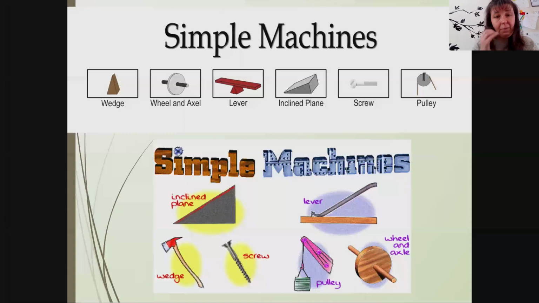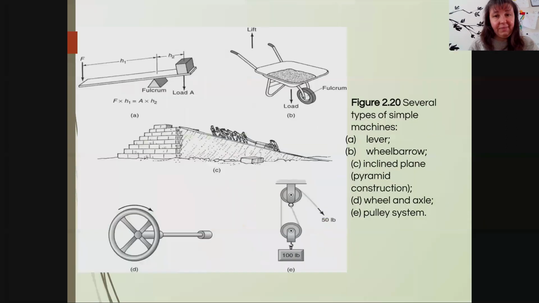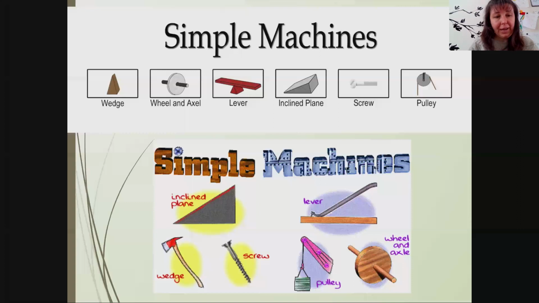And so the last thing I want to leave you with is simple machines, just keeping in mind that simple machines all use Newton's three laws in their actions to help us do work. And so you have your inclined plane, your wedge, the screw, the lever, the pulley, and the wheel and axle. And then this is the example in the book. I like my picture better.